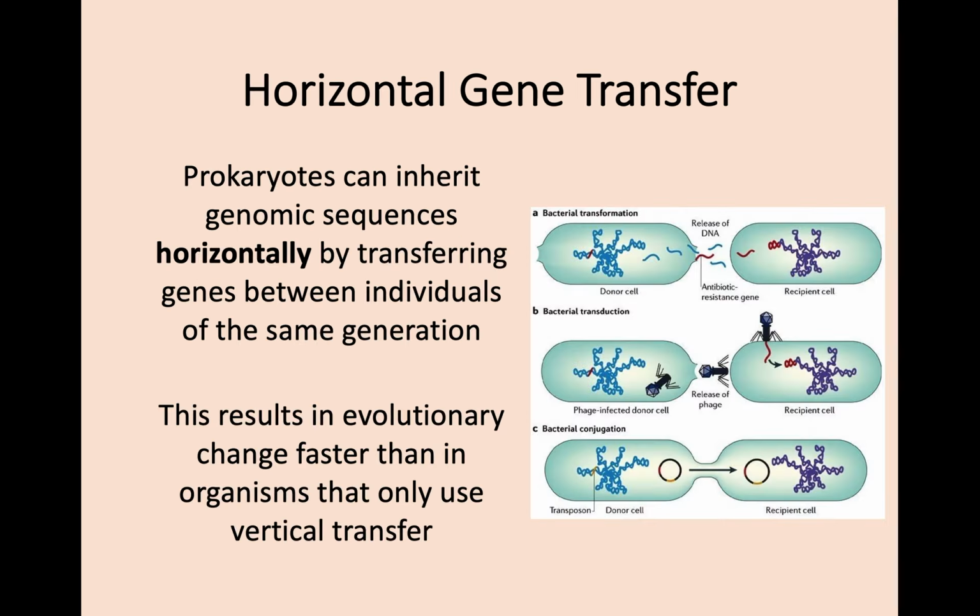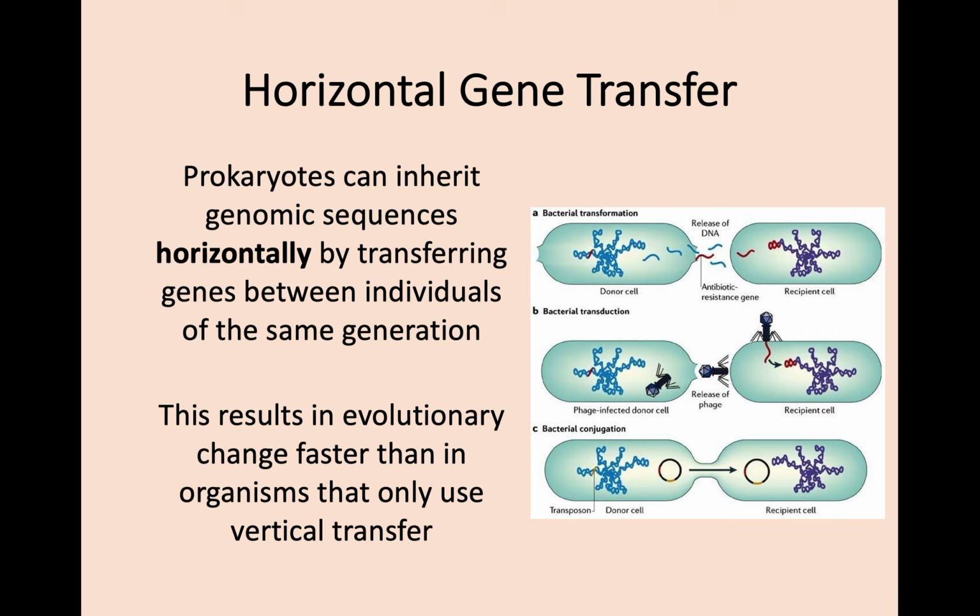What's different with horizontal, though, is that members of the same generation can pass genes on to each other. So prokaryotes can inherit genomic sequences horizontally by transferring genes between individuals of the same generation. They do not have to wait for the next generation of offspring, they can just release it to the same generation they're in. If you're able to pass on your genes to individuals that are still in the same generation as you, this can result in evolutionary change and natural selection taking place much faster than in organisms that only use vertical transfer. So that's the main takeaway from this part here.